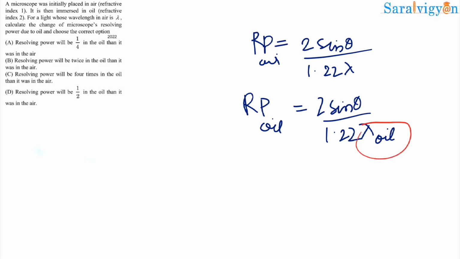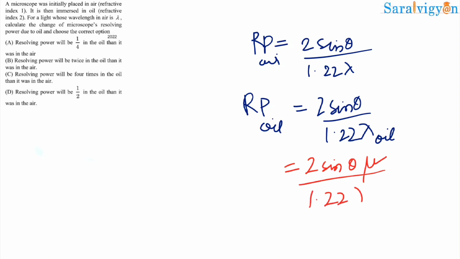Now lambda oil we can write as lambda air by mu. And when a medium comes in, we can divide the initial wavelength by the refractive index to get the wavelength after putting the medium. So we can write 2 sine theta into mu oil, over 1.22 into initial wavelength.